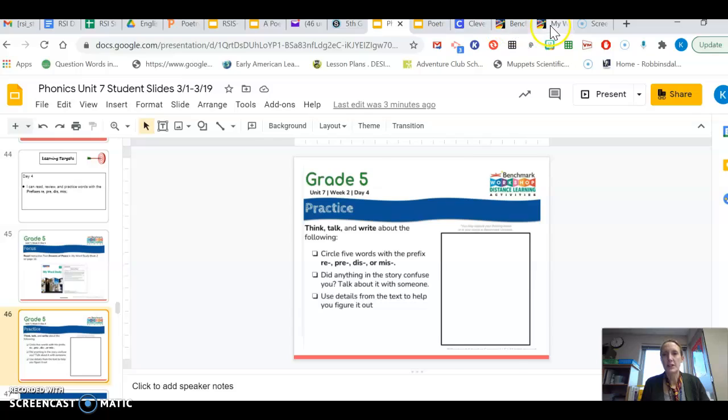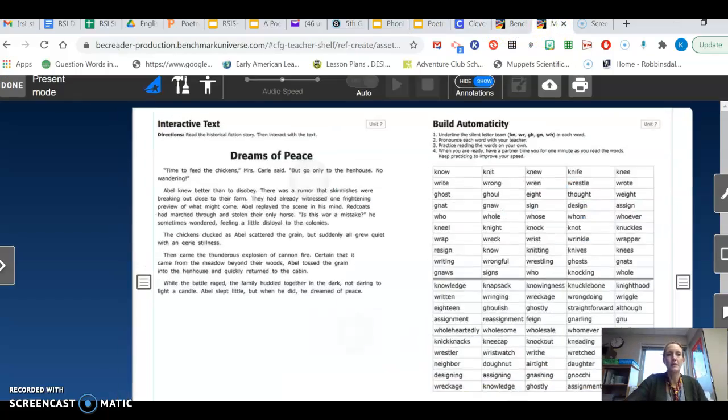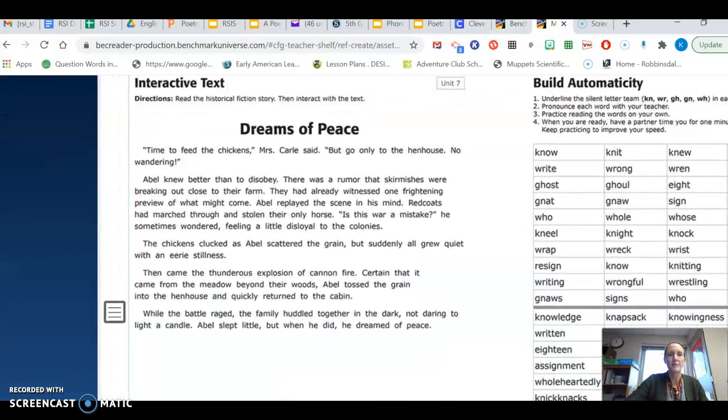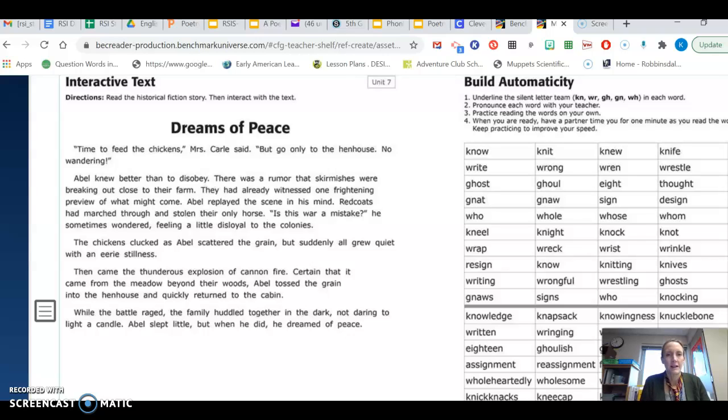All right, I'm going to switch into our book here, the article Dreams of Peace. The first thing we're going to try to find is the prefixes that we've been working with. And I see this word here in the middle, disloyal, means the opposite of loyal. So they must not be very trustworthy.